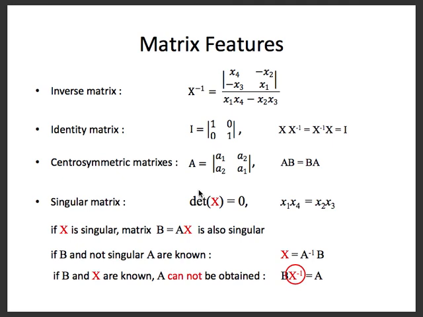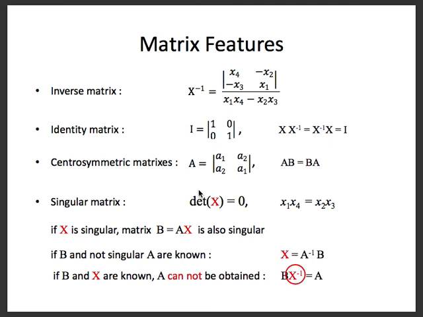A centrosymmetric matrix is one where the diagonal elements are similar, and it has a very nice feature: you can always change the place. Later I'll show you how we use it. And the singular matrix is very important. A singular matrix doesn't allow you to resolve the system of equations. A singular matrix brings us undetermined systems.